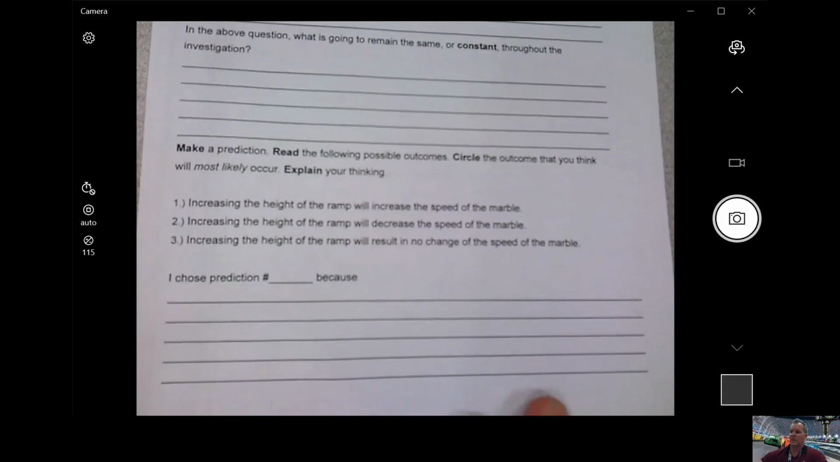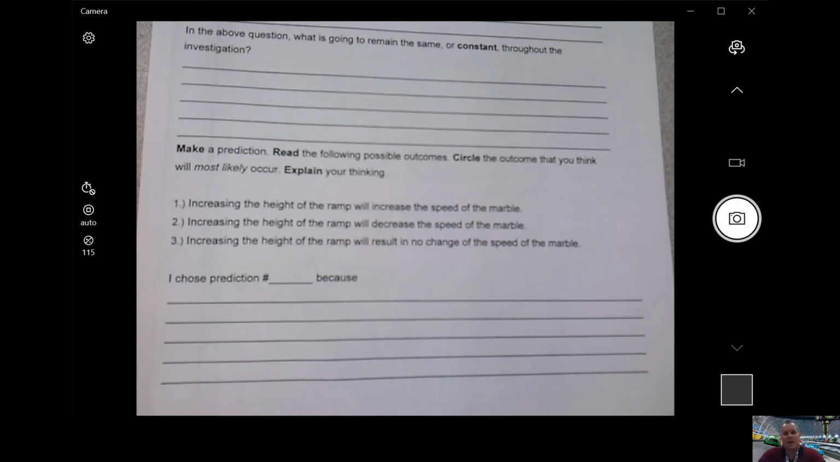And then finally, let's make a prediction. These are some of the outcomes that could happen. We want you to think about which outcome you think is most likely going to occur, and circle that, and also put your thinking.